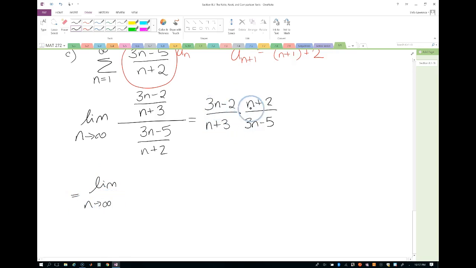And to recognize the limit, it would probably be easier if we multiplied this out. So in the top, we'd have 3n squared plus 6n and minus 2n, so that's plus 4n, and then minus 4. In the bottom, we have 3n squared plus 9n minus 5n. That's going to be a plus 4n, and then minus 15.